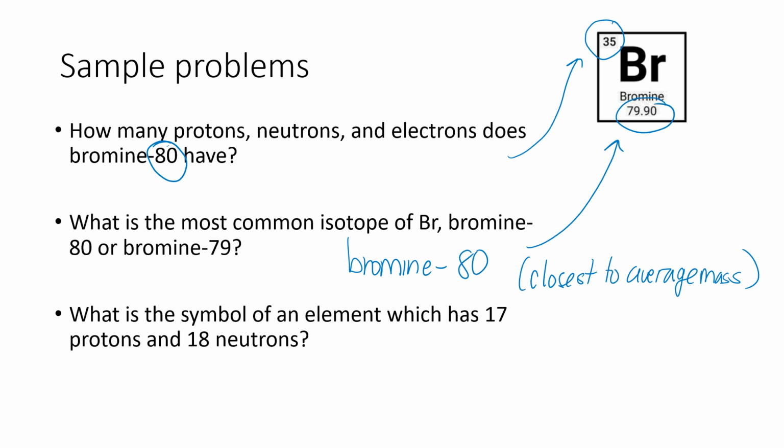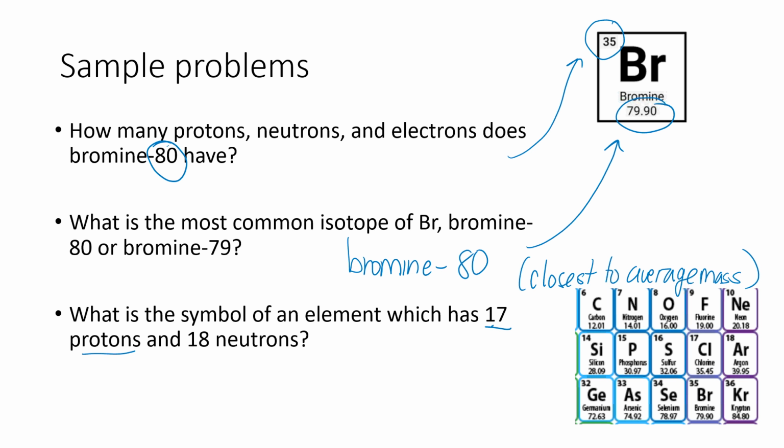And the last question: what's the symbol of an element which has 17 protons and 18 neutrons? What I'm going to do is look up on a periodic table and find the element with the atomic number of 17. That looks like it is chlorine. It's got 17 protons, and then the mass is 17 plus 18, which is 35. So this would be the symbol. If I were to write out the name of it, I would say chlorine 35.